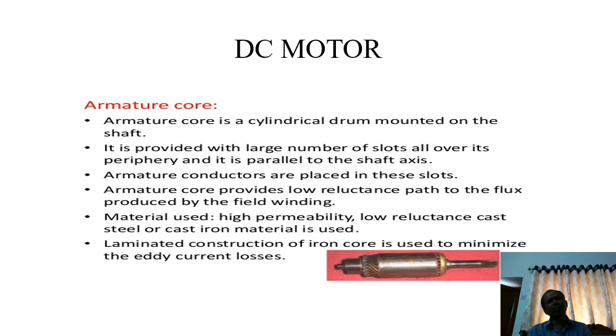When we provide current to the field winding, it produces flux. These fluxes form the north pole and south pole and pass through the air gap to the armature. The armature, which has the core, follows the low reluctance path for the flux produced by the field winding. So the function of the armature core is to provide a low reluctance path to the flux produced by the field winding.